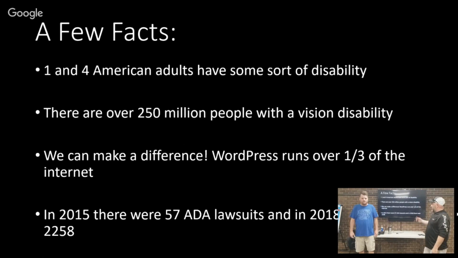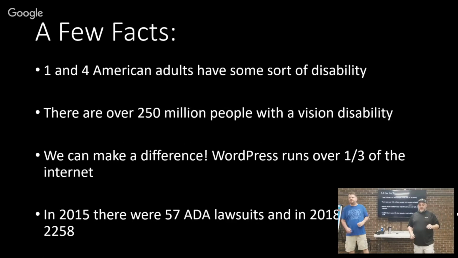So a few facts. 1 in 4 American adults have some sort of disability. That's pretty staggering. There are over 250 million people with a vision disability, and we can imagine that vision is the one with the biggest hurdle for the internet. And as you mentioned, we can make a difference. WordPress runs over a third of the internet, and the closest second CMS is at like 7%. So if you want to make a difference, WordPress is where it's at.